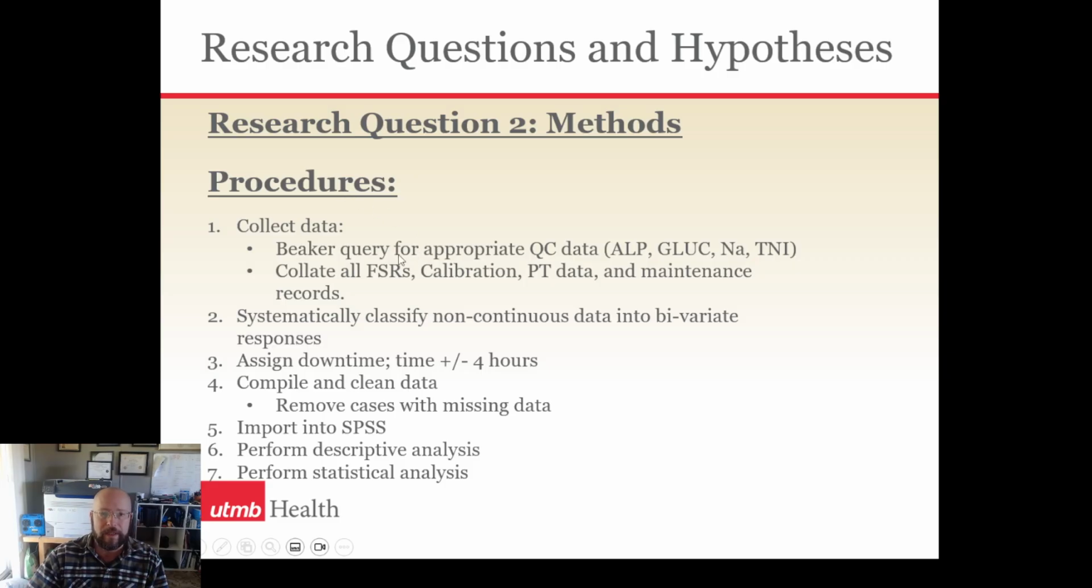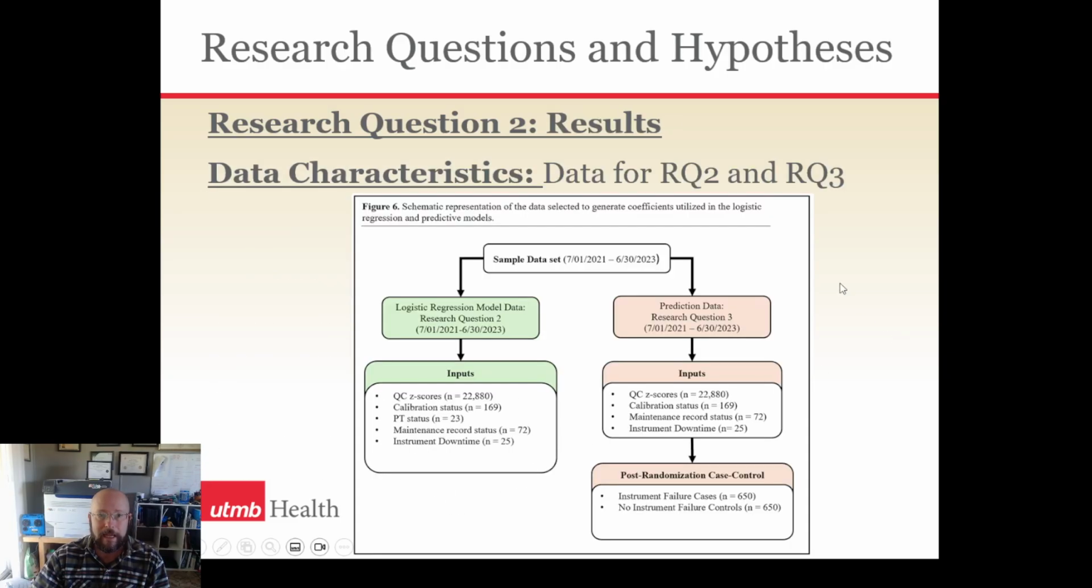Procedures here, I won't go through this a whole lot. It shows how I assigned turnaround time, or rather how I assigned downtime, how I classified the data into bivariate responses, in other words, positive and negatives. I imported into SPSS and performed my statistical analysis. So you can see the data characteristics for both research question 2 and 3 in here.